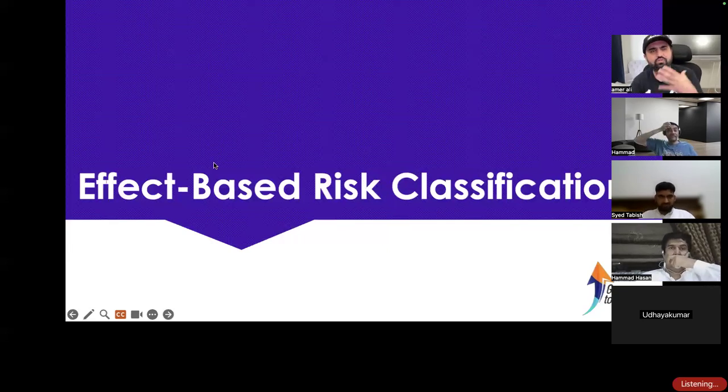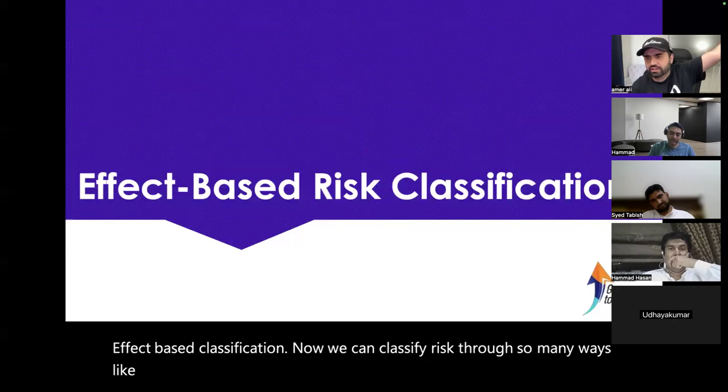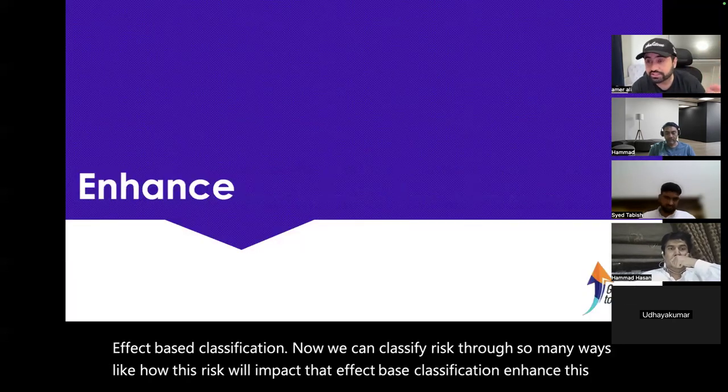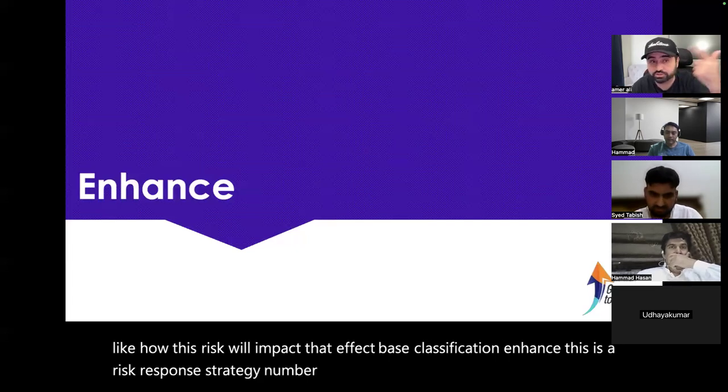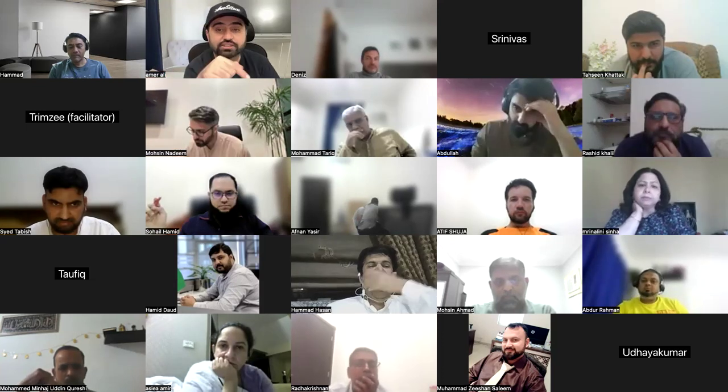Effect-based classification. Now we can classify risk in so many ways, like how this risk will impact. That's effect-based classification. Enhance: this is a risk response strategy. Number two, positive risk response strategy. This is the reason why we should go to flashcards.